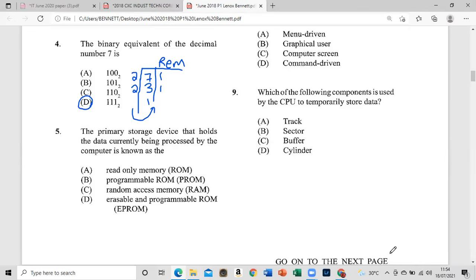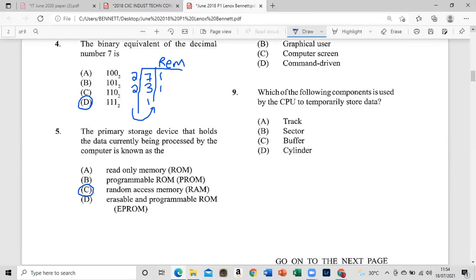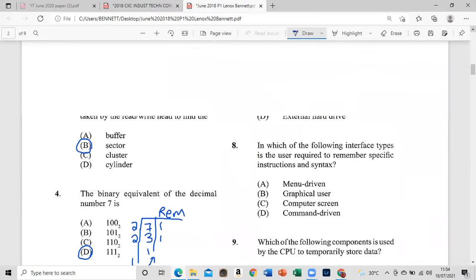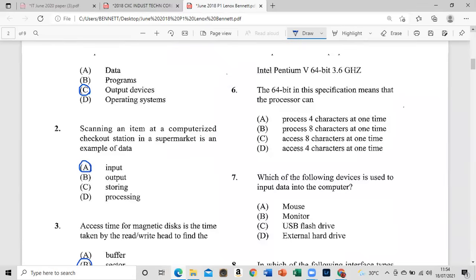This one was done on the last paper also. That would be random access memory. The random access memory is the primary storage device for all the data currently being processed by the computer. So that's random access memory. I have to know these things.